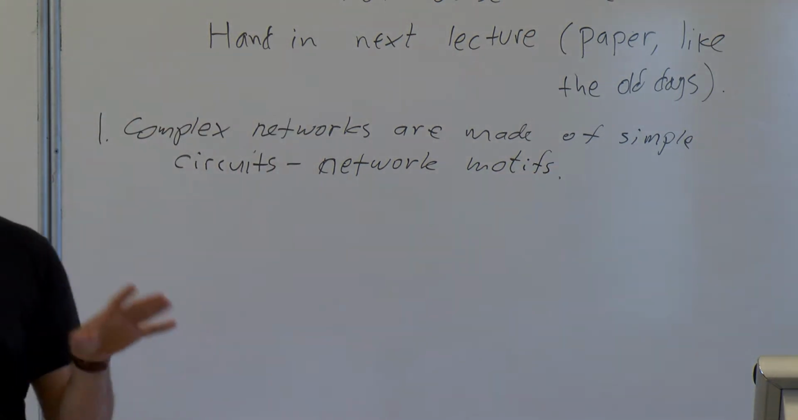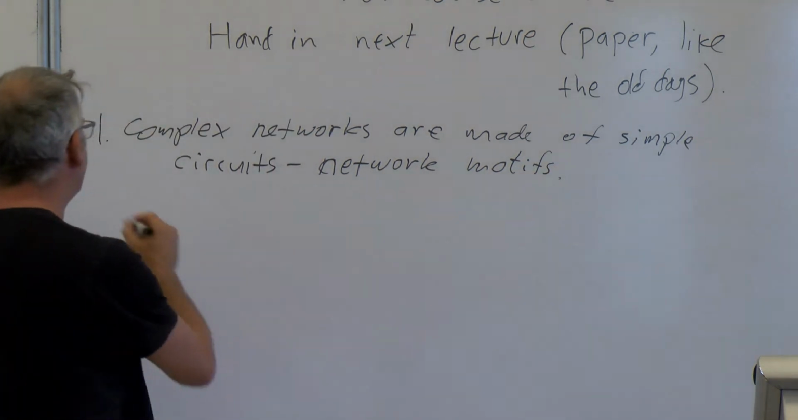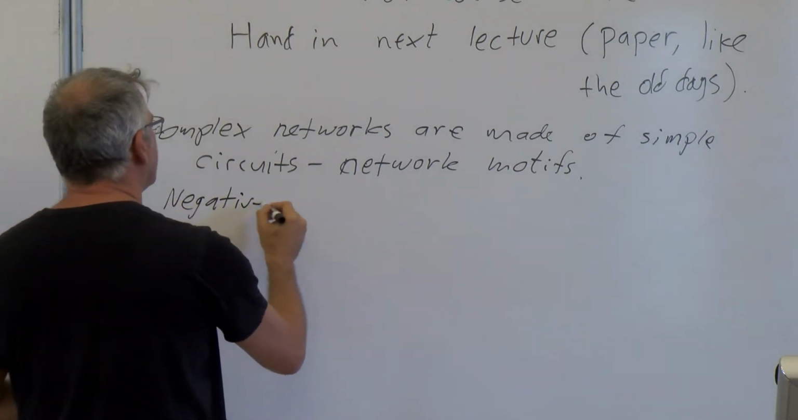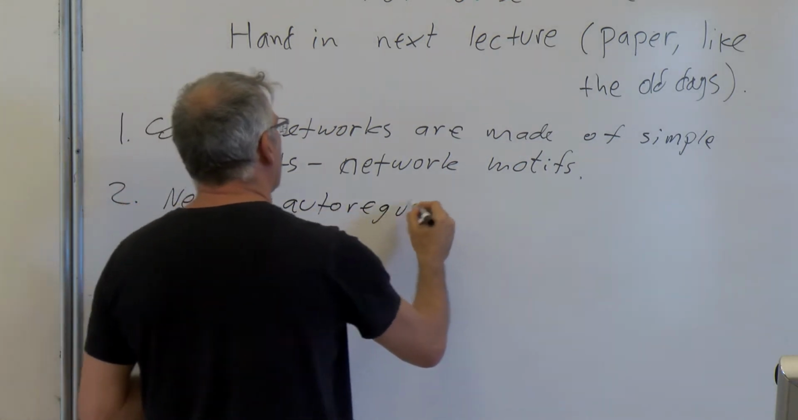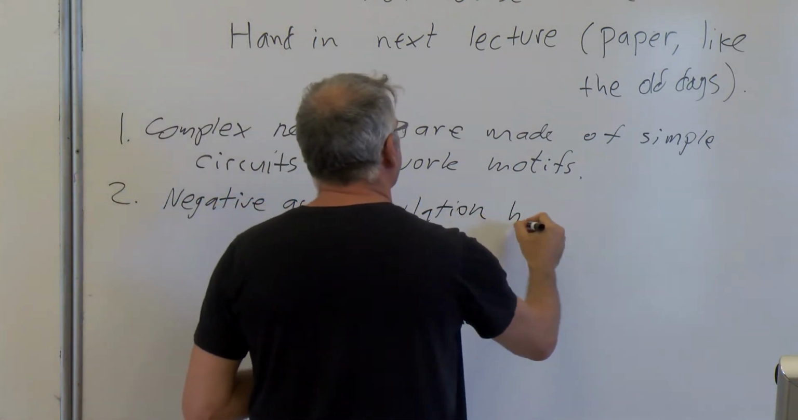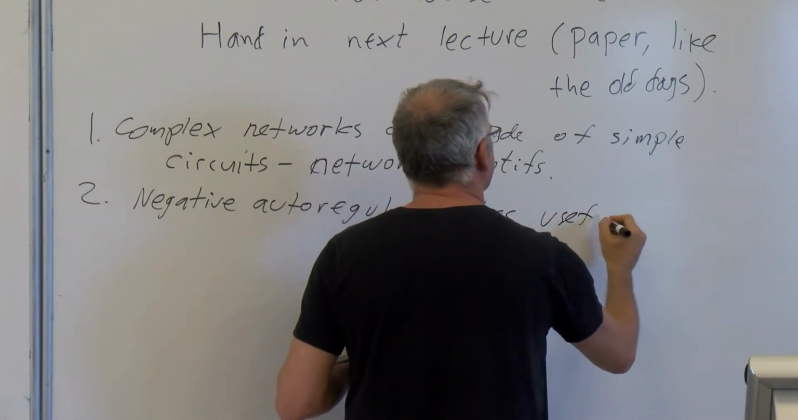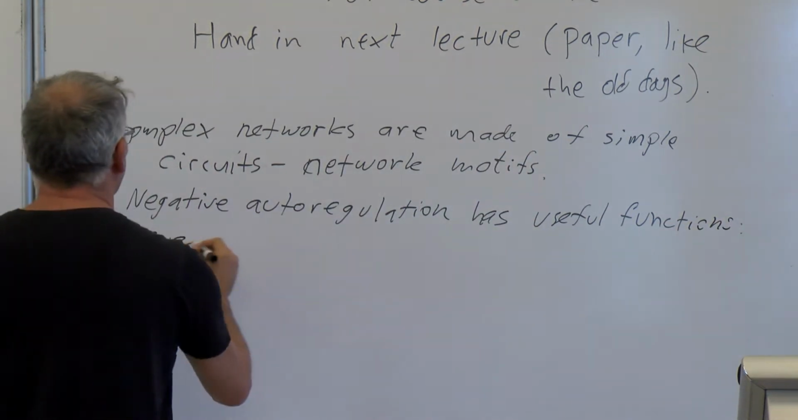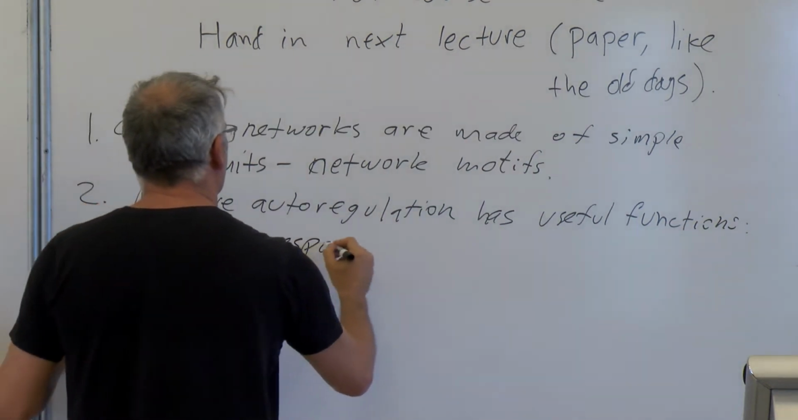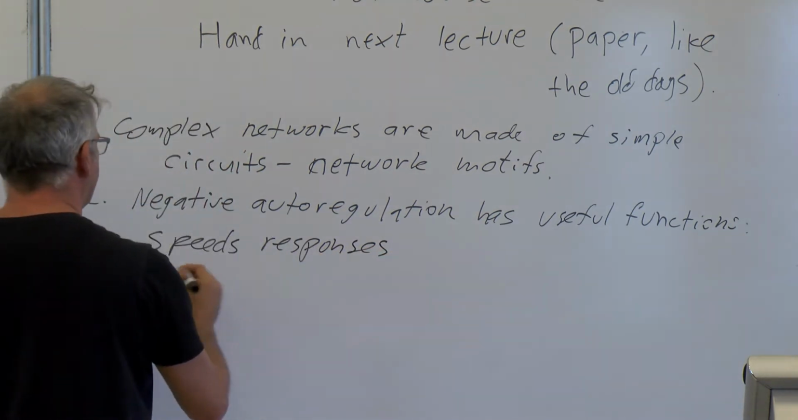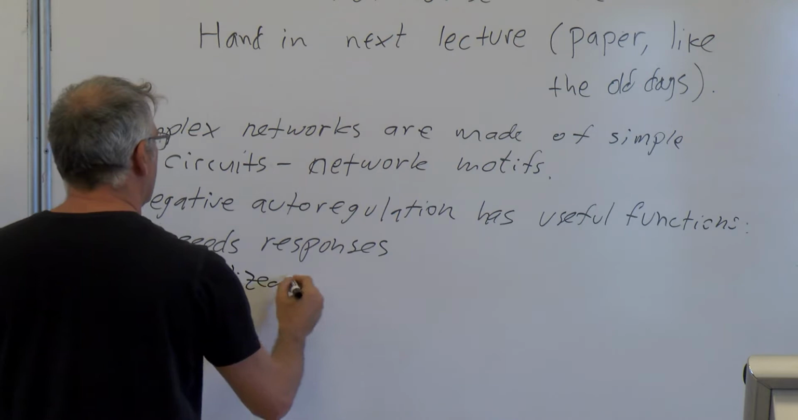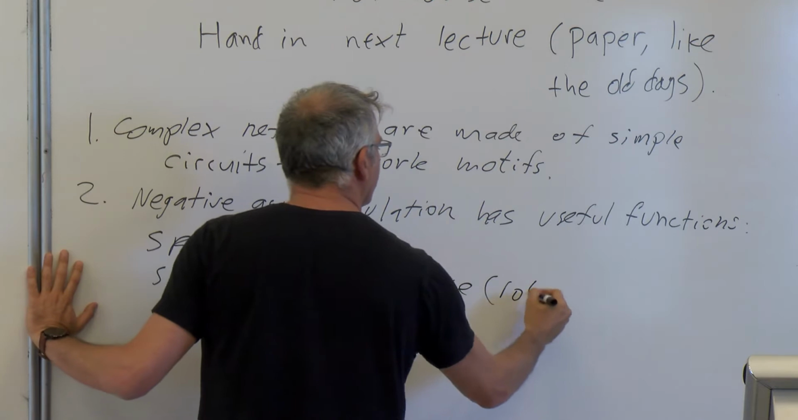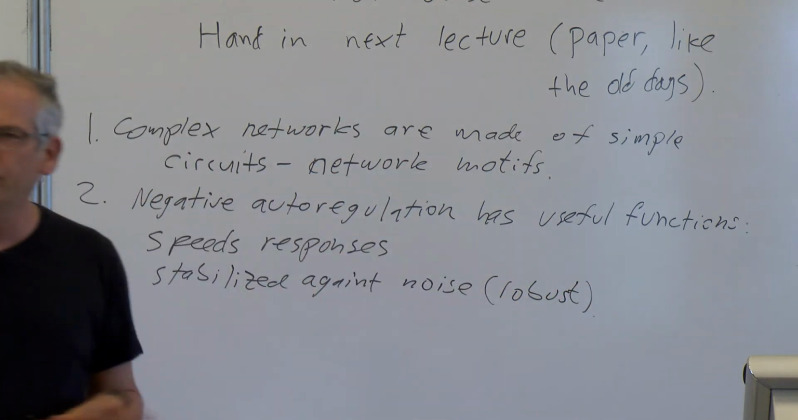So today we'll begin to study our first network motif and how you discover them. And second, this network motif, negative autoregulation, has useful functions. It speeds responses and stabilizes against noise. Makes the circuit robust. So that's our goal for today.